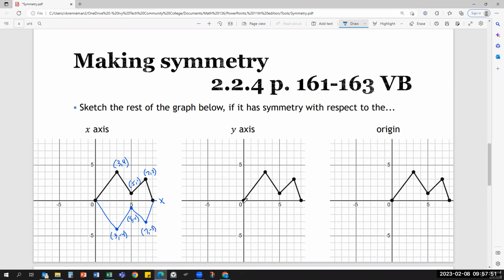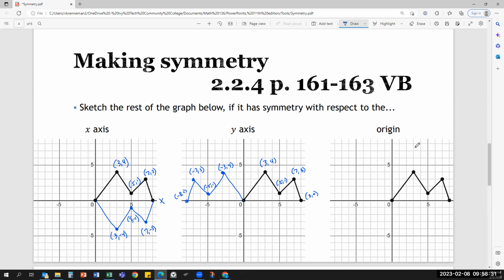If it's symmetric with respect to the y-axis, then that point 3, 4, we need to have a -3, 4 to match that. And then the 5, 1 needs a -5, 1. And the 7, 3 needs a -7, 3. And the 8, 0 needs a -8, 0. To get that shape. Pretend my lines are perfectly connecting those dots.